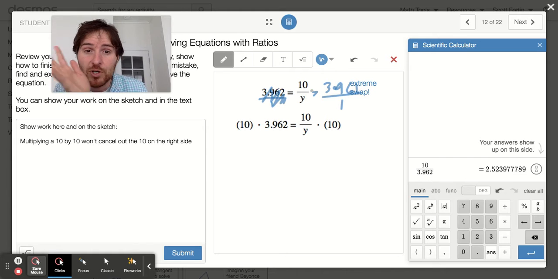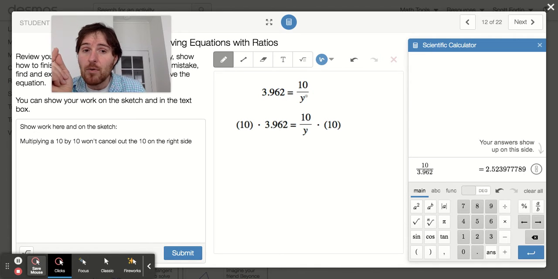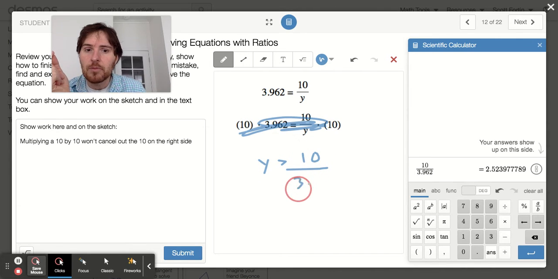But an extreme swap is the same exact thing as a mean swap. It's just your proportion written on the left side. If it's on the right side, the extremes become means. So anyways, you're allowed to extreme swap. That's how I would solve this one. Let me X this out. You don't need this at all. So here, y is the denominator. I can actually move it over here. y would be equal to 10 over 3.962.